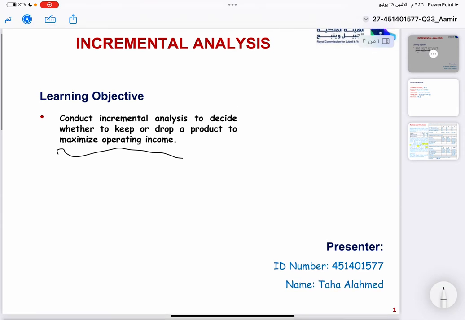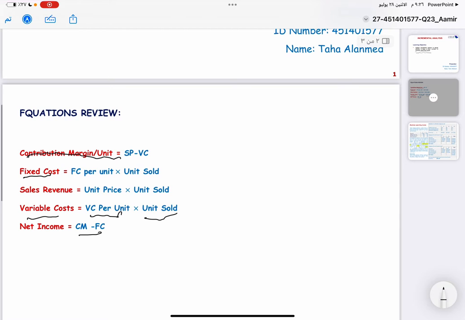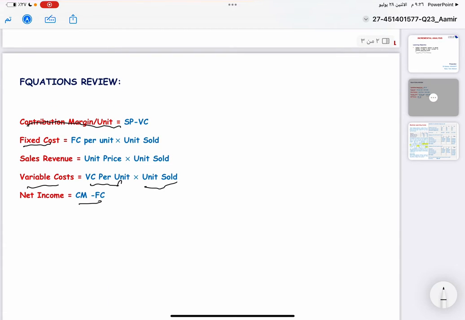We have one objective: to conduct incremental analysis to decide whether to keep or drop the product to maximize operating income. Okay, we have functions here. You have to know them to solve the mathematical questions.